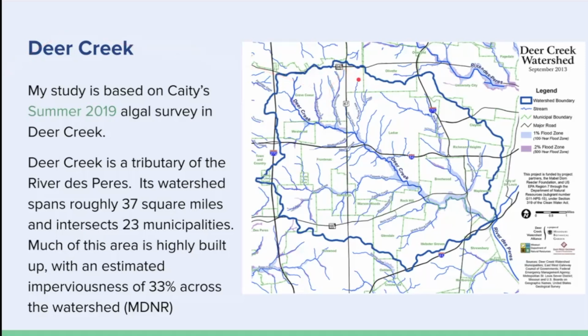You can see, if you look at this map from the Deer Creek Watershed Alliance, you've got some watershed in Olivette, U City, Clayton, Brentwood, Ladue, obviously Creve Coeur, all that. Big area, and a lot of that area, as you all know, is pretty built up. So across the watershed, there's an estimated imperviousness of 33%, as per the Missouri Department of Natural Resources. So a lot of runoff, and that runoff is going to be going into Deer Creek.